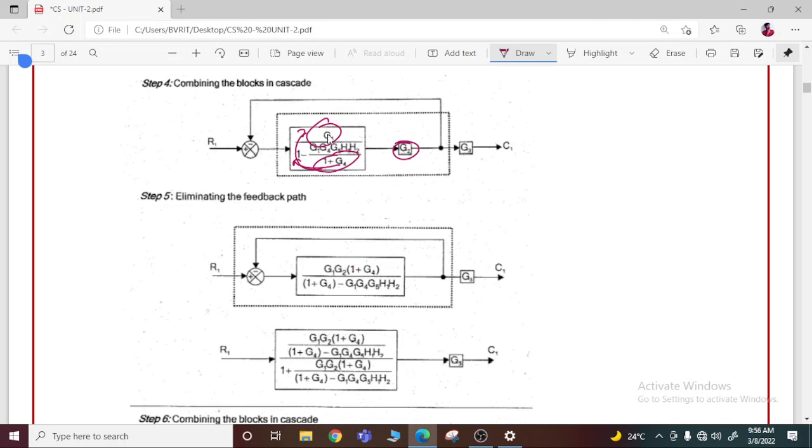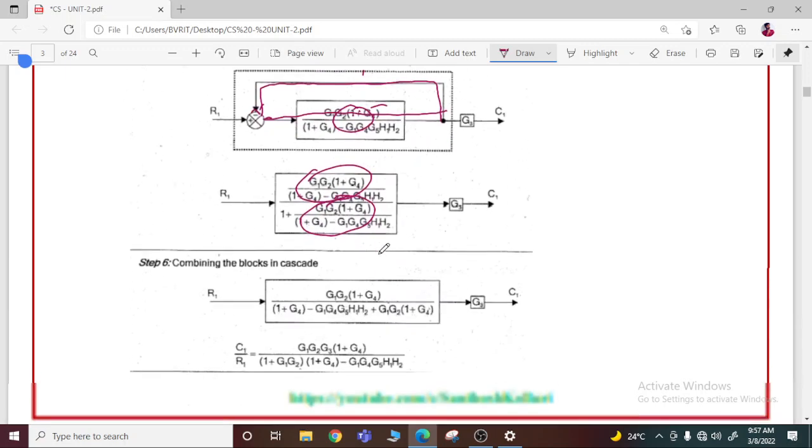Got this point? Again, this is a forward path direction, and here it is a negative feedback again. So for negative feedback, what we will be doing? G of s by 1 plus G of s into H of s. So numerator divided by 1 plus numerator into 1. That will be G of s divided by 1 plus G of s. So the resultant will be like this.